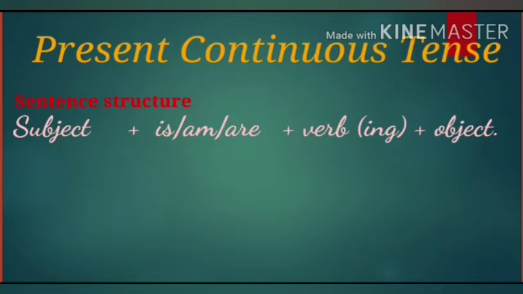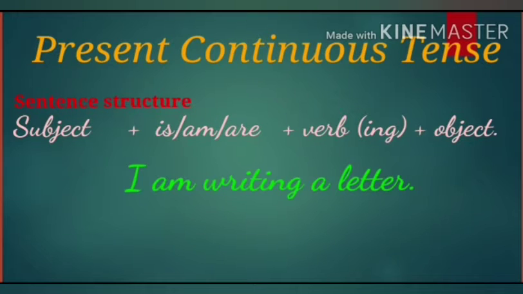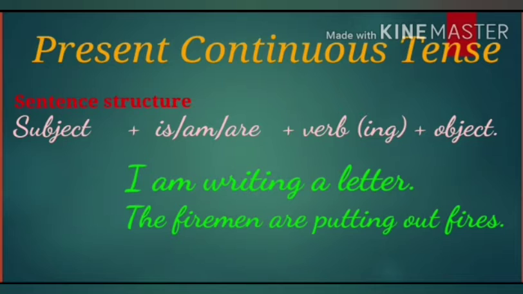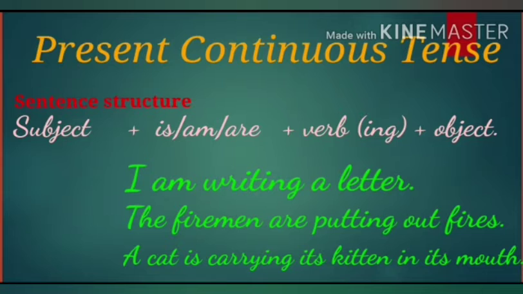We use subject plus is-am-are and present participle plus object. For example, I am writing a letter. The firemen are putting out the fires. A cat is carrying its kitten in its mouth.